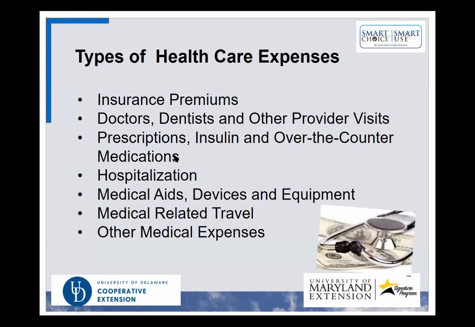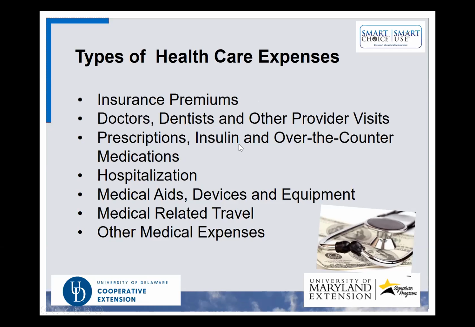So some of those, again, all great answers. Some of the answers that we put together are insurance premiums. Again, you're going to pay your premium on a monthly basis. When you go visit a doctor or a dentist or a provider, there's usually a fee associated with that. When you get things such as prescriptions or insulin or over-the-counter medications, there's a cost there.